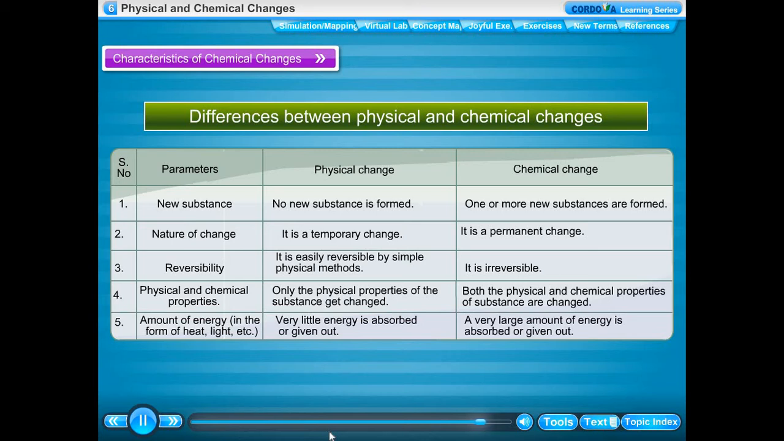Chemical change: one or more new substances are formed. It is a permanent change. It is irreversible. Both the physical and chemical properties of substance are changed. A very large amount of energy is absorbed or given out.